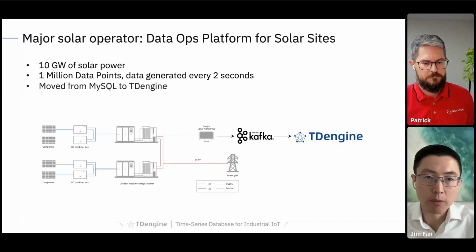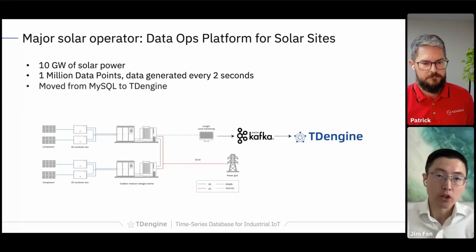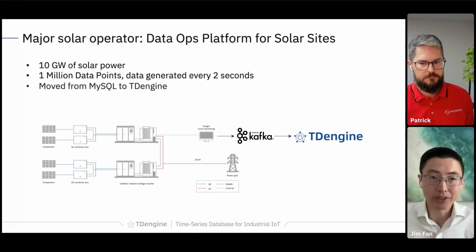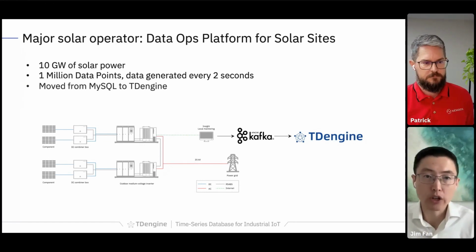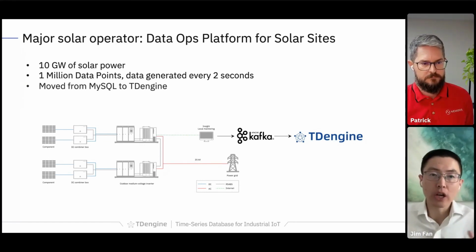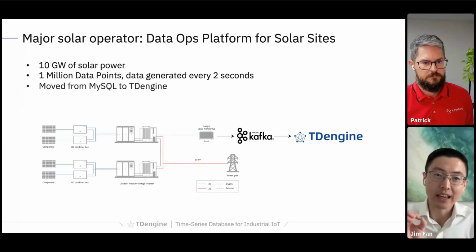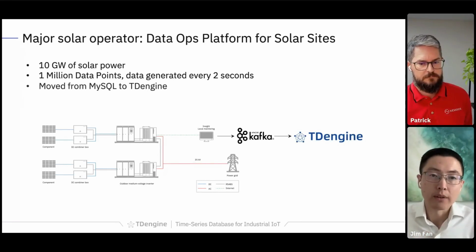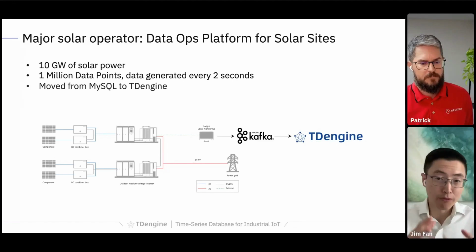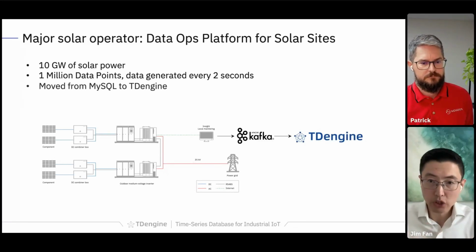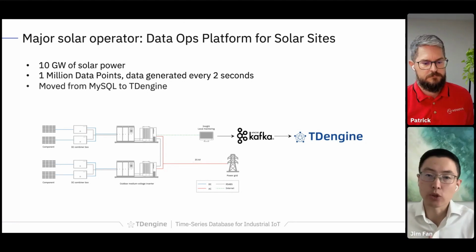In this case, for example, this is one major solar operator. In total, they have about 10 gigawatts of solar power generation, and they have about 1 million data points, and their sampling rate is that they generate data every 2 seconds. Before using TDengine, they were using MySQL, but soon they were running into data pipeline issues, and that's why they switched to TDengine.